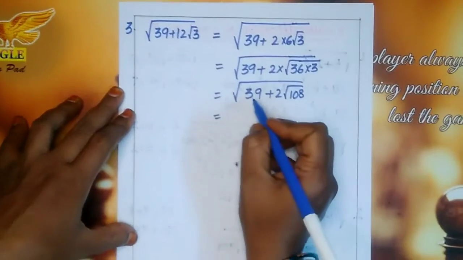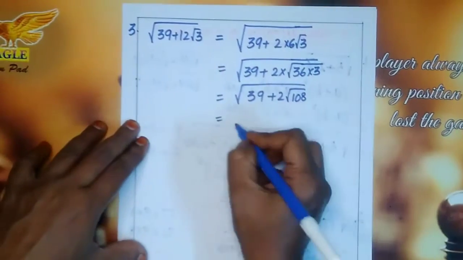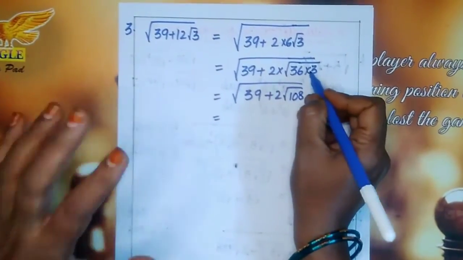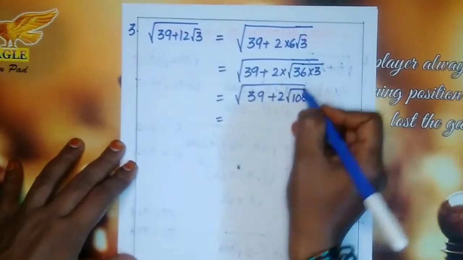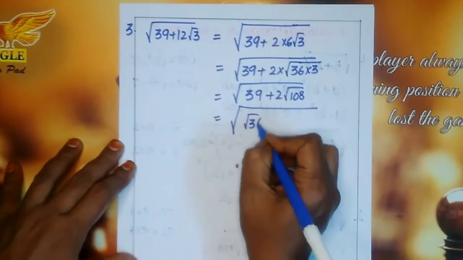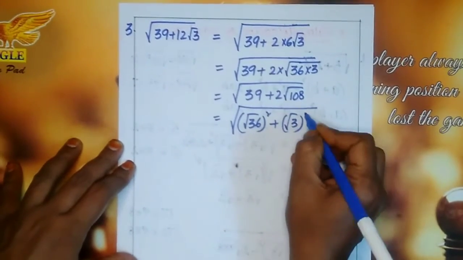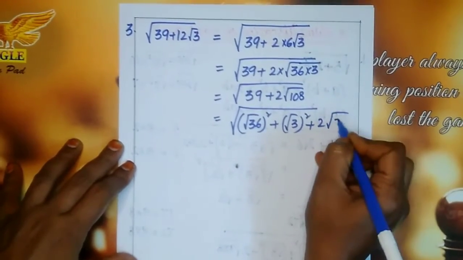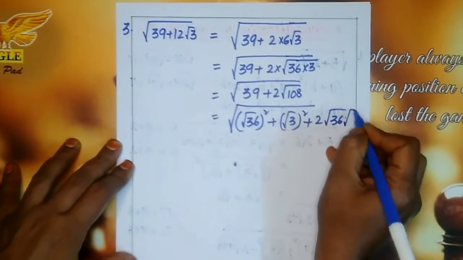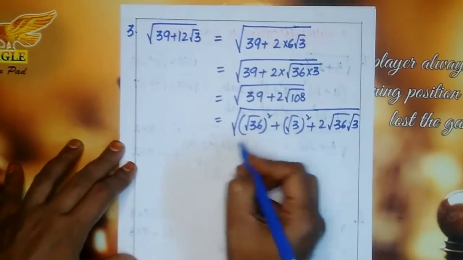Now you have to take any two numbers whose sum should be 39 and the product should be 108. These two numbers only we have to arrange like that. 36 3s are 108, 36 plus 3 is 39. So what we have to do now? Root 36 square plus root 3 square plus 2 into root 36 into root 3. That means a square plus b square plus 2ab.